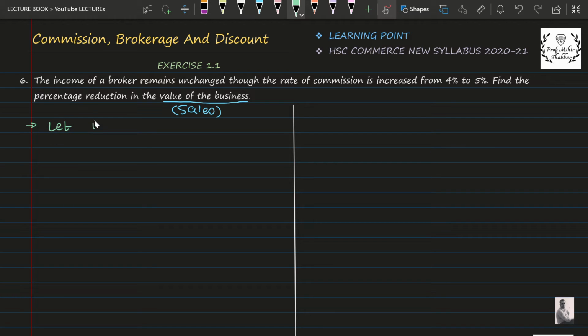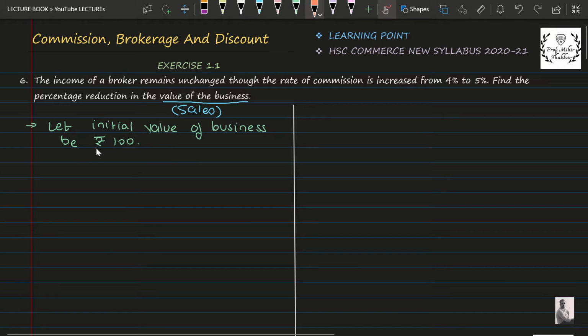Let the initial value of business be rupees 100. I am assuming it is rupees 100 for the reason that the question is talking about percentage reduction. So whenever we are asked about the percentages, 100 is the easiest value. That's why we are using initial value as 100.